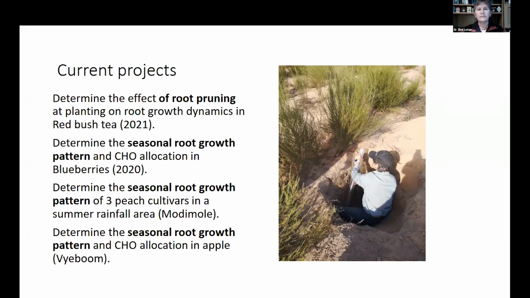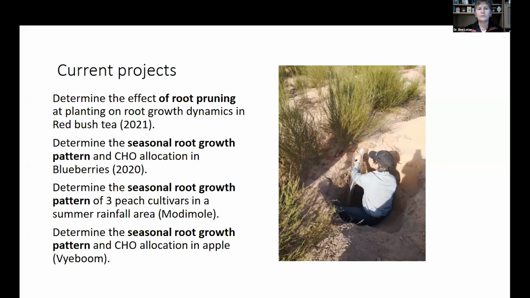The one is in the north. We will also want to look at the seasonal growth pattern because in this case we want to do that on 2 stone fruit cultivars, 3 peach cultivars actually, and it's to determine whether it differs that much from what we see in pome fruit, and also the fact that we have a different climate on that side, and that's going to be a summer rainfall area.